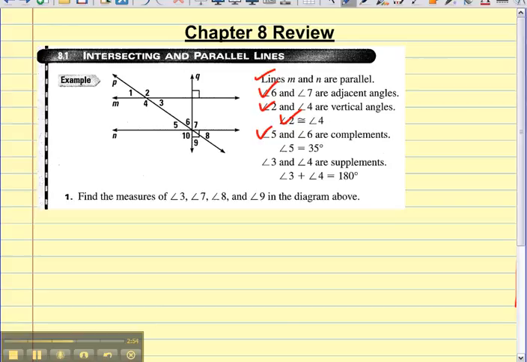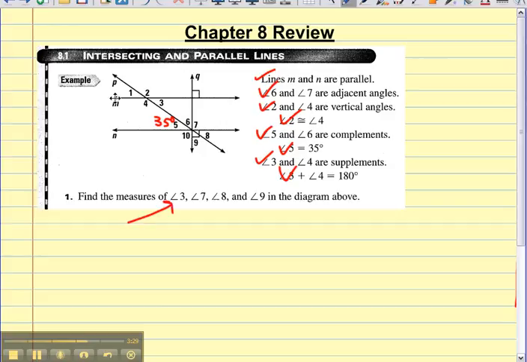Angles 5 and 6 are complements. They told us that the measure of angle 5 is 35 degrees, so I'm going to write that in there. Angles 3 and 4, this one and this one, are supplements. What does that mean, Claire? They add up to 180. Excellent.